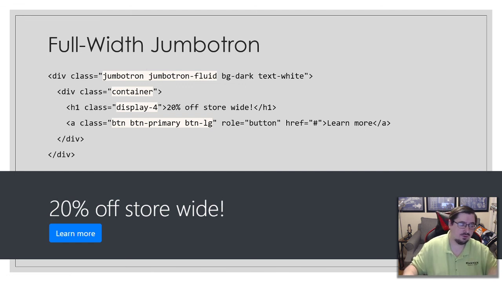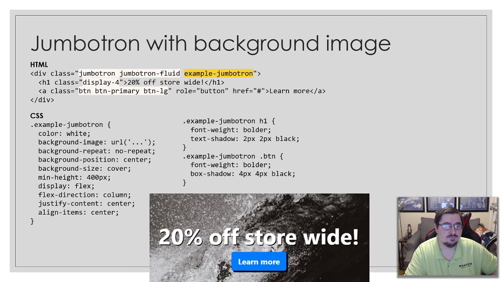That Jumbotron fluid removes the rounded corners and also stretches it to 100% width of the view. So that's what I want to do if I wanted a full banner ad, as you might say. The container then goes inside, and that's all I have to do to switch that. Basically, switch the order of the two and then add jumbotron fluid.